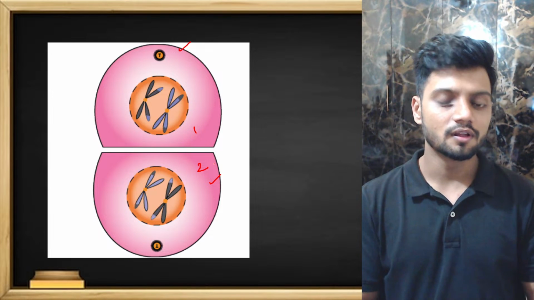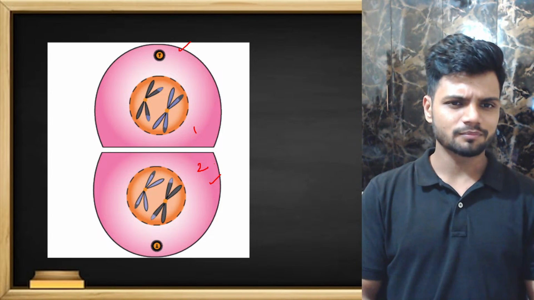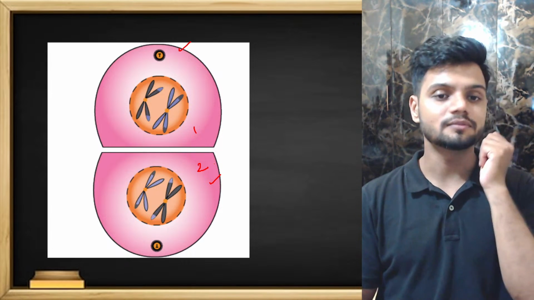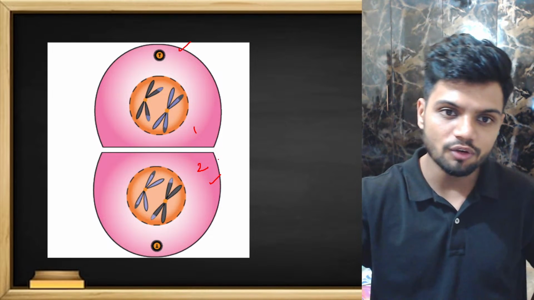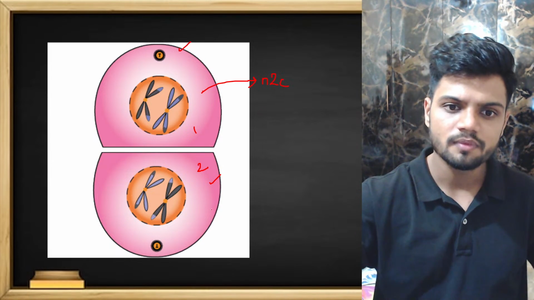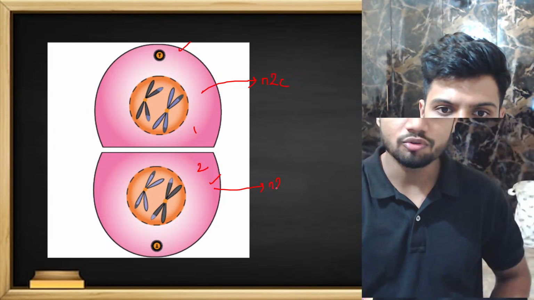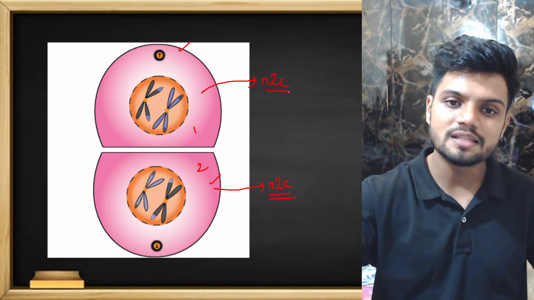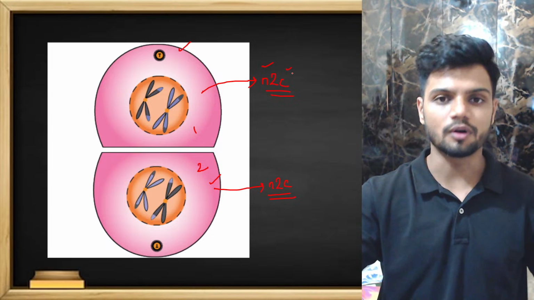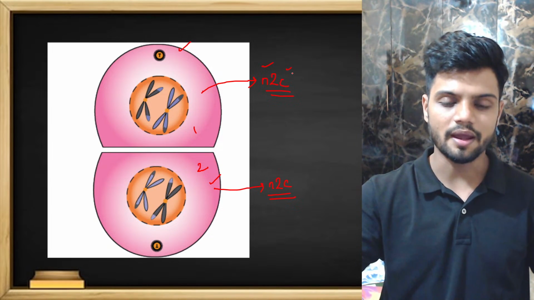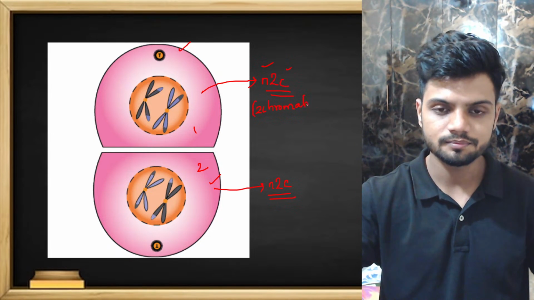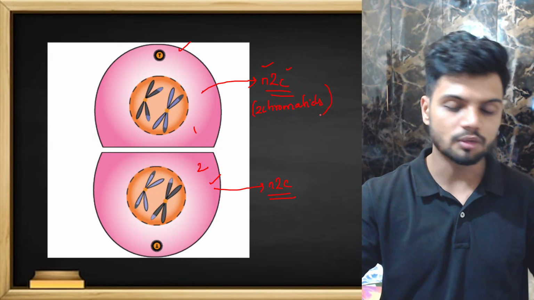Now, I might ask you, sir, what is the DNA content here, and what is the chromosome number? I will tell you, in telophase 1, this right here is nothing but N2C. Now, why is it called N2C? Why is there only half the number of chromosomes and half the DNA content? That is N2C with two chromatids. Stay till the very end to understand that.